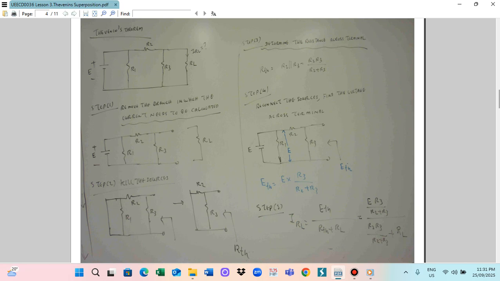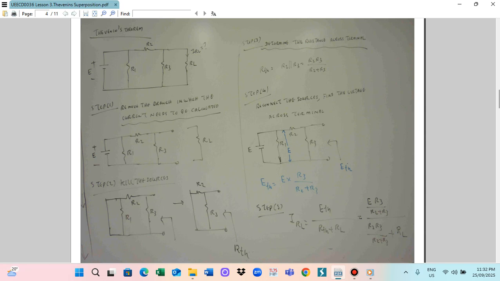We can draw the circuit here. This voltage is E, this resistance is R1, this one is R2, and this is R3. Another resistor is RL. We want to find the current in RL. Voltage E is supplying, and the resistors are R1, R2, R3, and RL. We want to find the current flowing into RL.